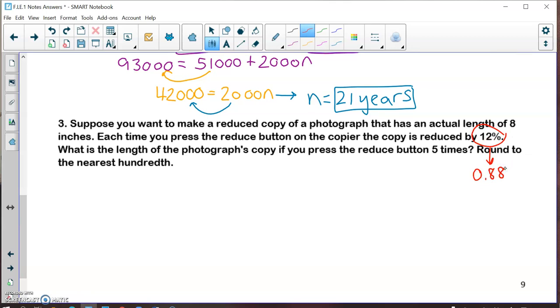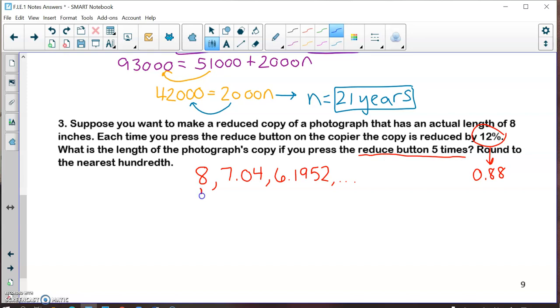So, if I start at 8 inches for my photo, if I do 8 times 0.88, that would give me my second term. And then if I multiply by 0.88 again, that would give me my third term. And so forth. Now, it's very easy to hit the reduce button 5 times and use the recursive formula for this one, but I actually want to explain this one using the explicit formula right now.